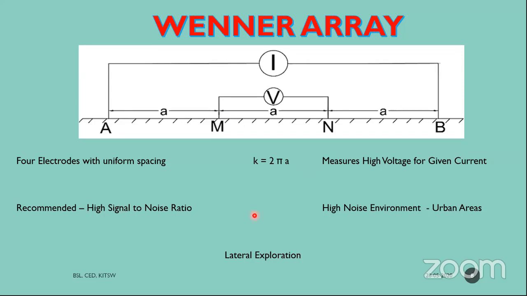So when should I go for this type of array? Especially, the Wenner array is used for lateral soil exploration or investigation, because the soil present here and the soil present within a 1 kilometer radius will vary. So if you want to study the lateral variations, then the Wenner method is recommended. Of course, the Wenner method is also recommended for places like urban areas where you have huge noise disturbances.